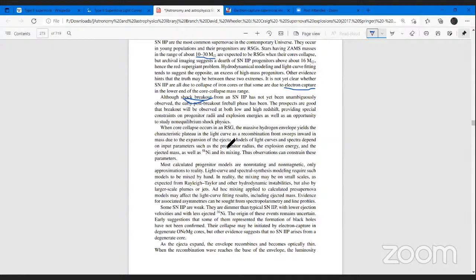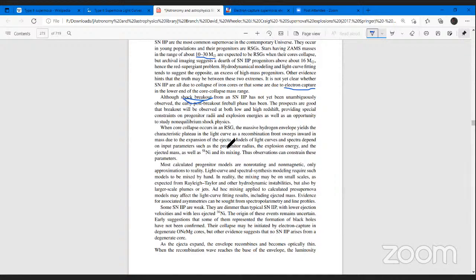Nickel content, because at the initial stage of an explosion, fusion actually happens only up to iron, then collapse happens. So when it ejects out, first the nickel content will be more. I think they are analyzing this nickel, but I'm not sure. So observations can constrain these parameters.